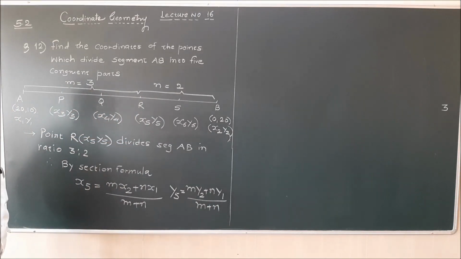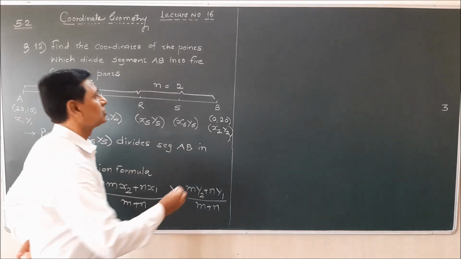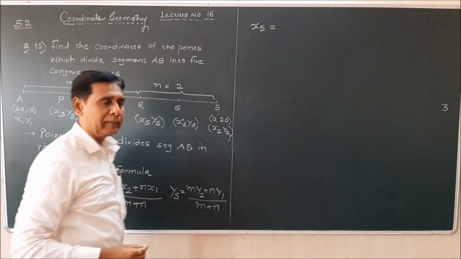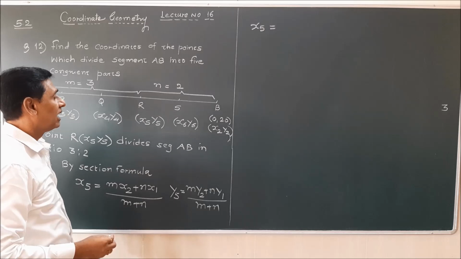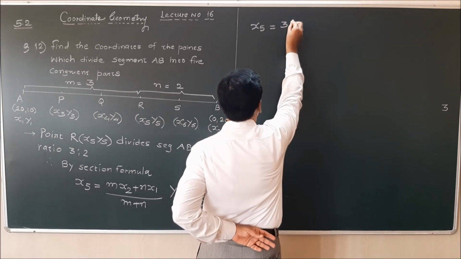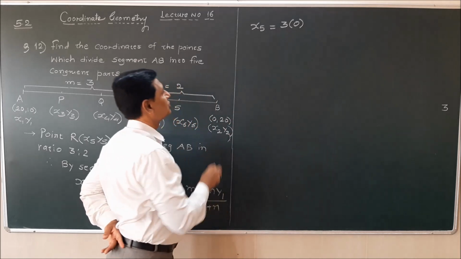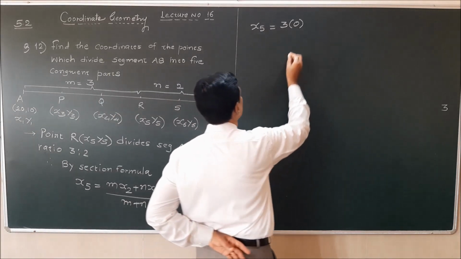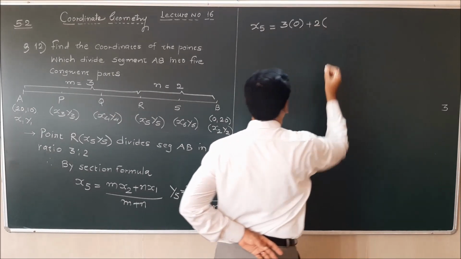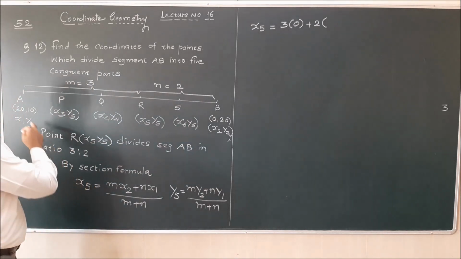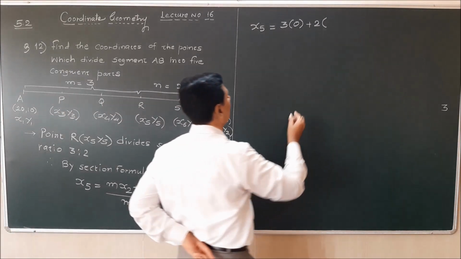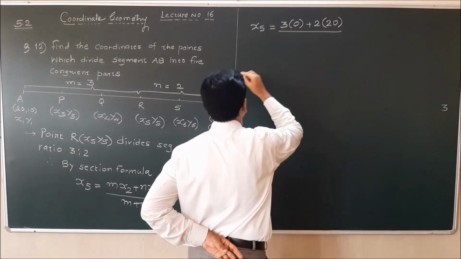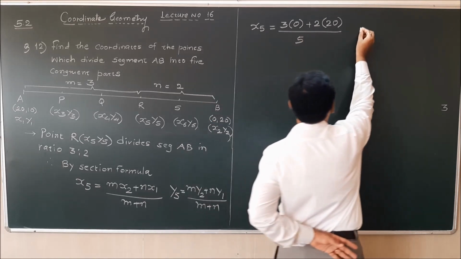Now simply substitute the values. x5 is equal to, the value of m is 3, so 3 times x2, and x2 is 0, plus n x1. Here n is 2, while the value of x1 is 20, upon m plus n, which is 3 plus 2, that is 5.